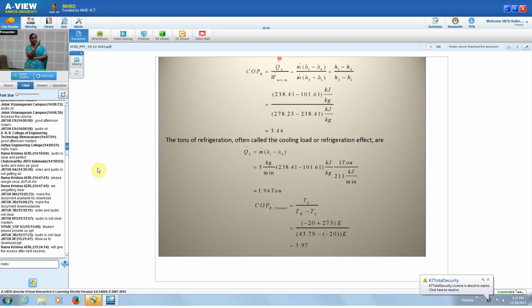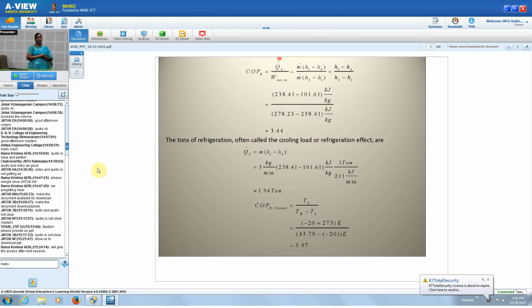Or otherwise, here it is given in kg per minute. So 1 ton of refrigeration is equal to 210 or 211 kilojoules per minute. So you can divide with 211 also. Or otherwise you convert M into kg per second, or keep it in kg per minute and divide by 211. Then you will get this in tons of refrigeration, which is equal to 1.94 tons.